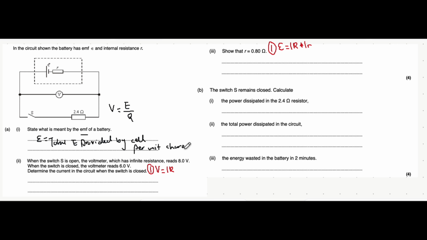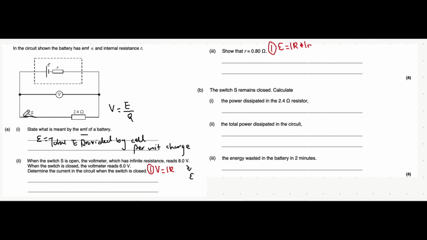Right then, moving on to the next part of the question. When the switch S is open, there's infinite resistance and it reads 8 volts. So when the switch is open, the voltmeter reads the voltage across the cell itself, which is the voltage provided to the whole circuit, that 8 volts of EMF. So this is the EMF.